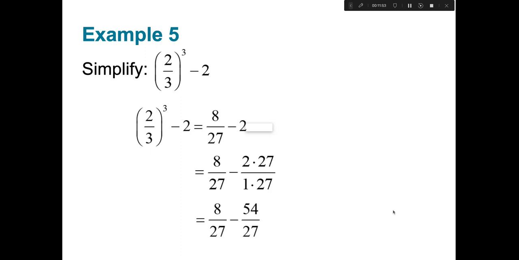So I now have 8/27 minus 54/27. 8 minus 54. What do I have to do to those two values? I have to subtract. So 54 minus 8 gives me what? It gives me 46, and that is a negative because the 54 was bigger. So I end up with a negative 46/27.